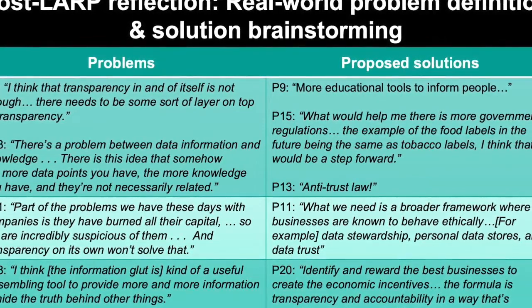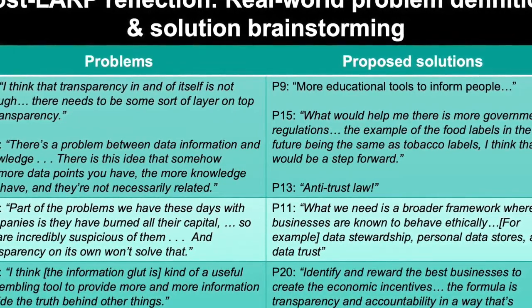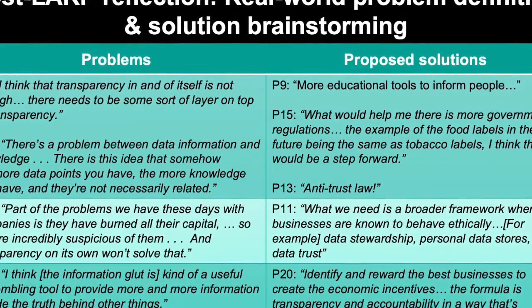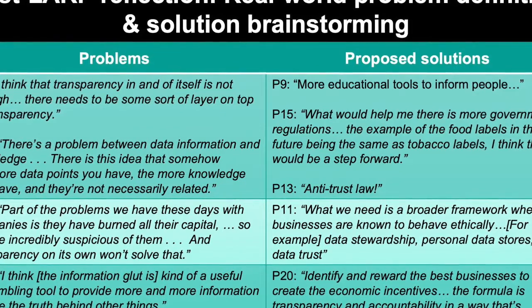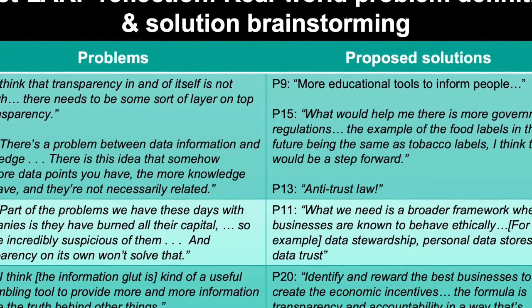Based on these problems, participants then deliberated on potential solutions to address these limits of transparency that they identified. These solutions ranged from regulations such as antitrust law to business incentives and technology solutions such as data stewardship and data trust framework. The following video gives a snapshot of participants' solution brainstorming.